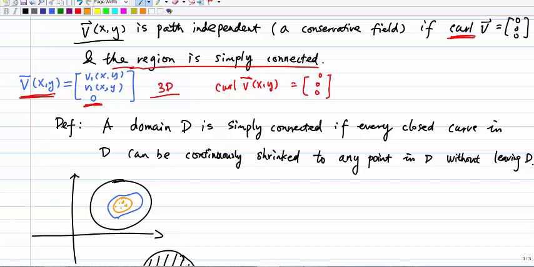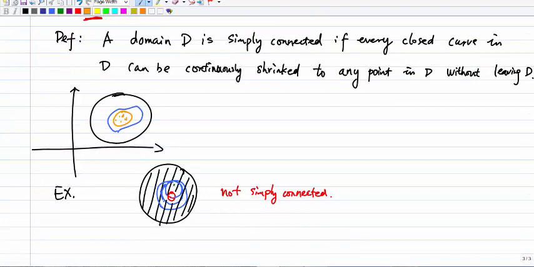However, let's say this whole area is a black area, but I have a hole. The hole is not part of this domain D. Now, if I select a blue curve, this is my closed curve, right? I want to shrink it to this point, for example. So you continue to shrink it until this point.